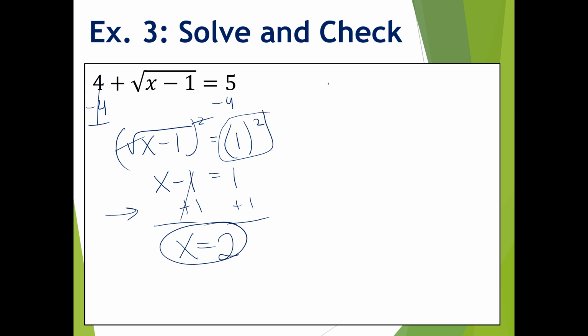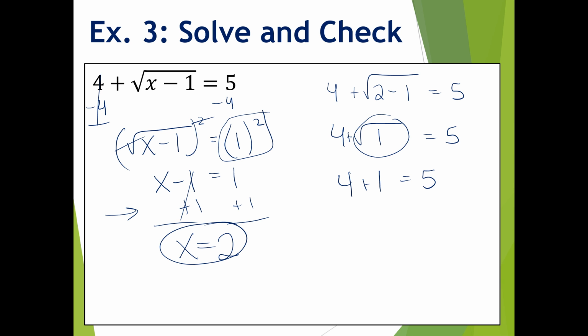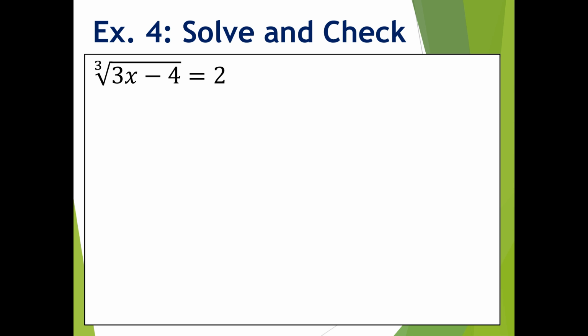Again, if we plug this back in, we're going to plug 2 in as our x. So we have 2 minus 1 is 1. Oops, I forgot my plus sign. So 4 plus square root of 1. Square root of 1 is 1, because 1 times 1 is 1. And 4 plus 1 does indeed equal 5. So x equals 2 is our correct answer. All right. So again, this one, our radical is already by itself.